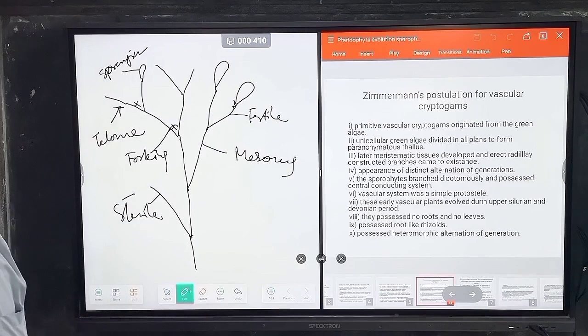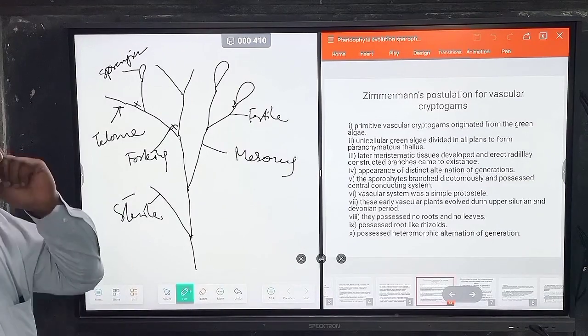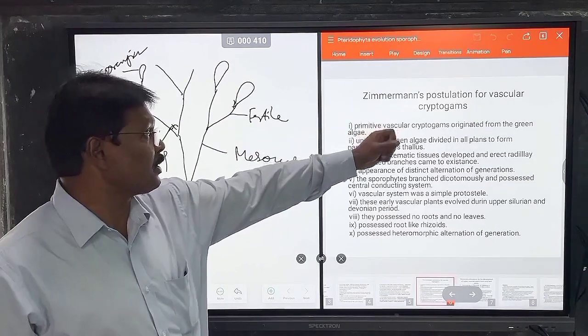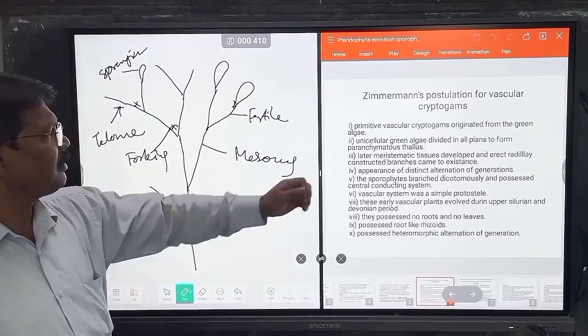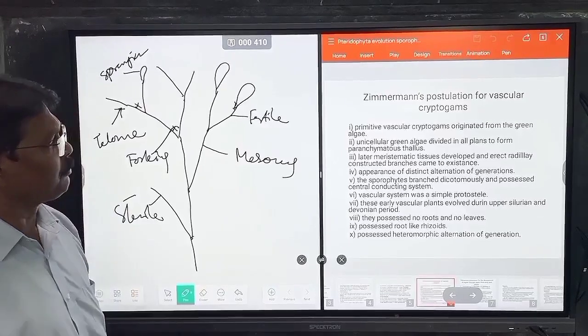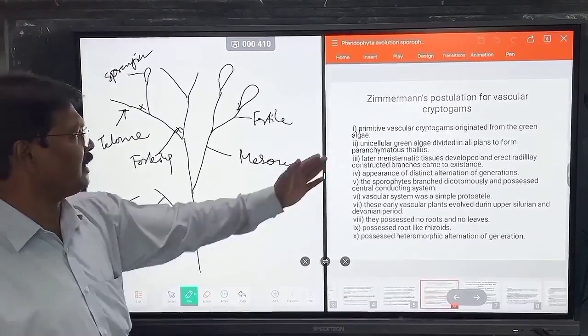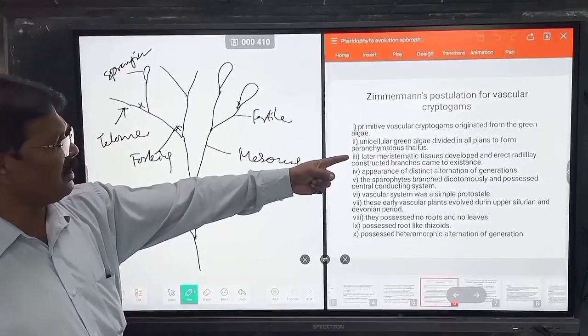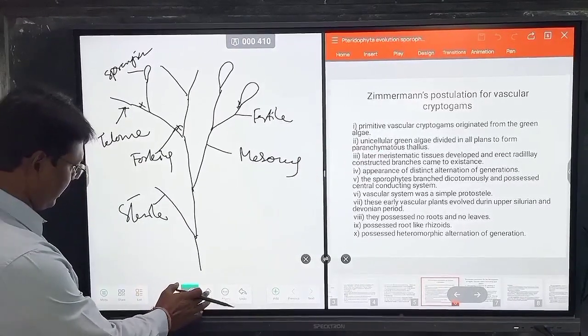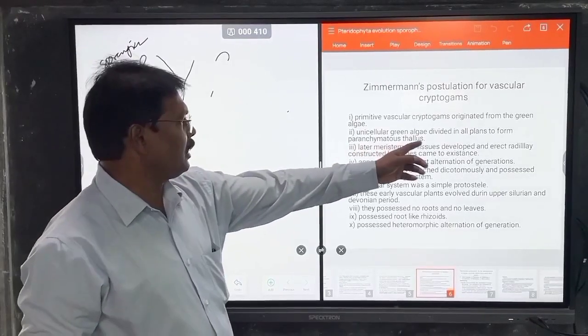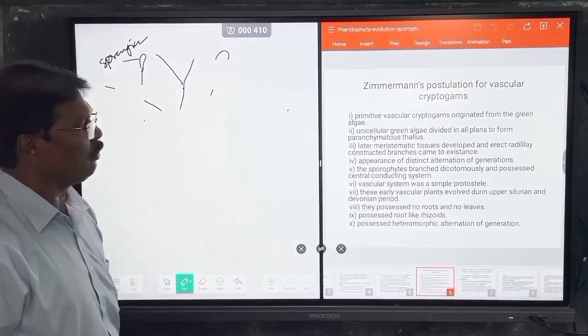So primitive vascular pictograms originate from green algae, according to Zimmerman's postulation. According to Zimmerman, the primitive vascular pictograms originate from green algae. The unicellular green algae divides in all plants. So here, unicellular green algae divided in all plants.